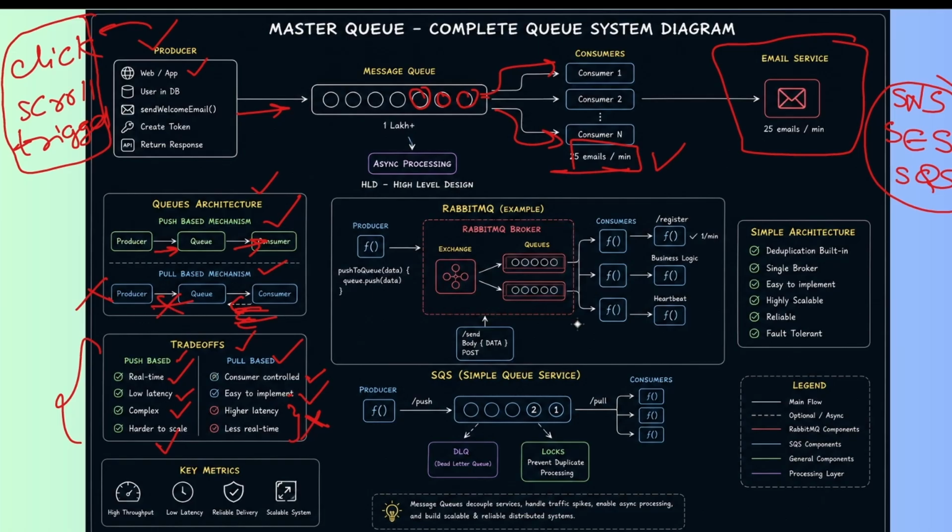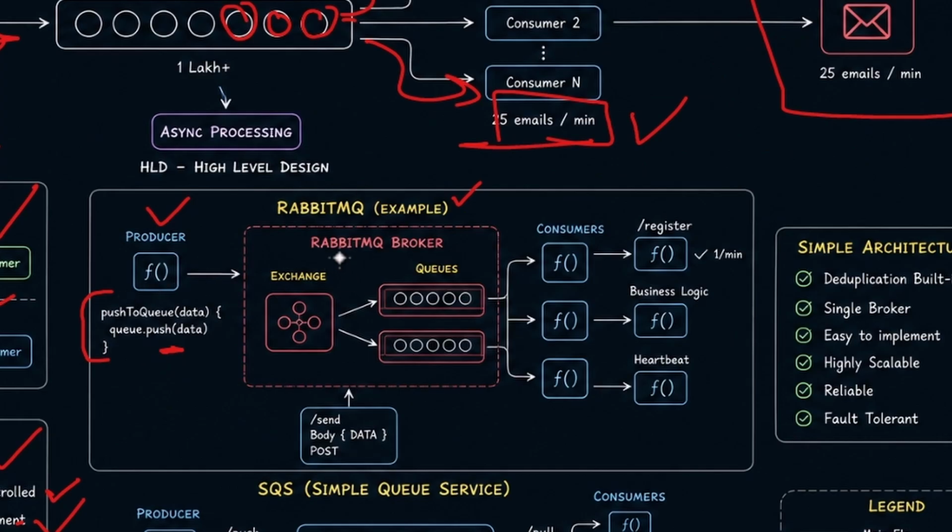Due to these two points, I will never recommend the pull based mechanism. Next, coming to RabbitMQ, here is a queue example. Let's say we have a function for a click or a scroll, or anything produced by the producer. You have a function with queue.push, which pushes into the RabbitMQ broker. Inside the broker we have the exchange, and we push that into the queues. We maintain different queues and push into them.